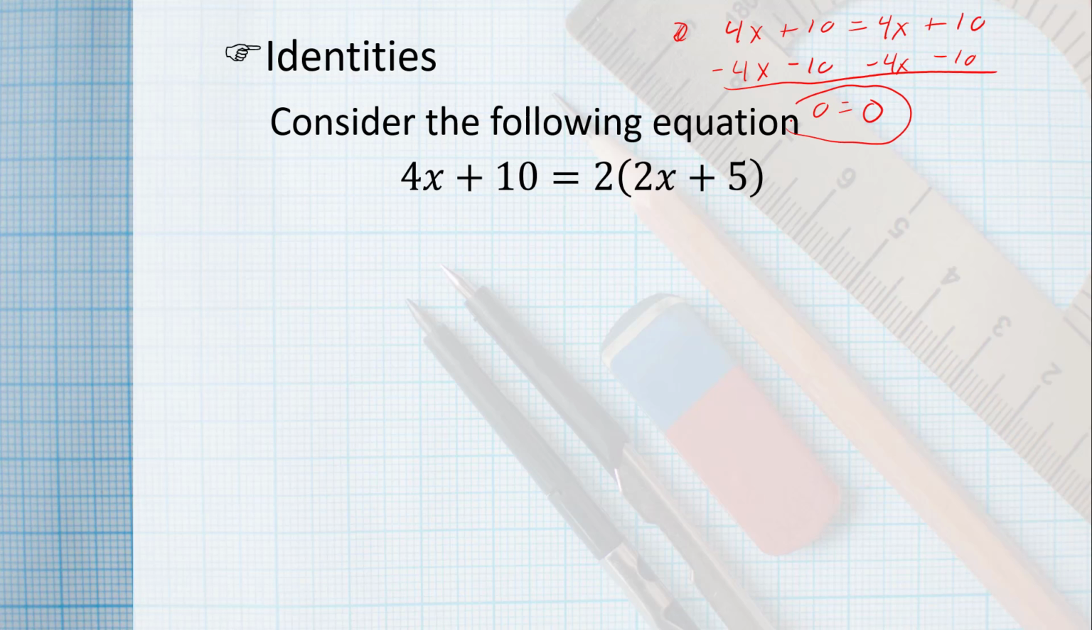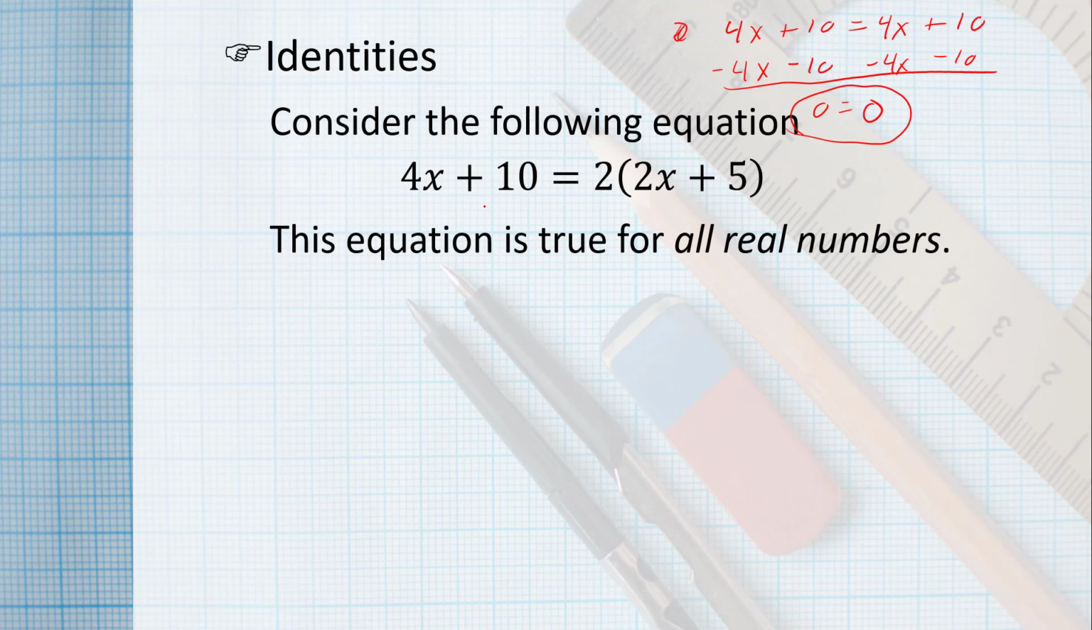And if that's what you get, you have an identity. And what does that tell you? That tells you that this statement is true regardless of the value of x. This equation is true for all real numbers. Therefore, we call it an identity.